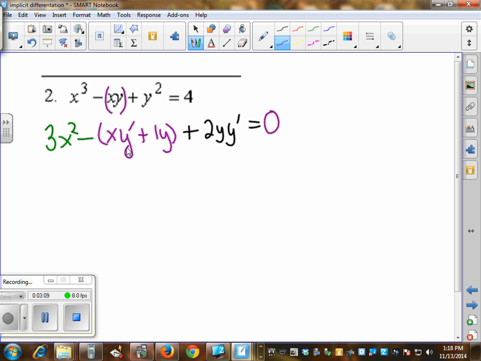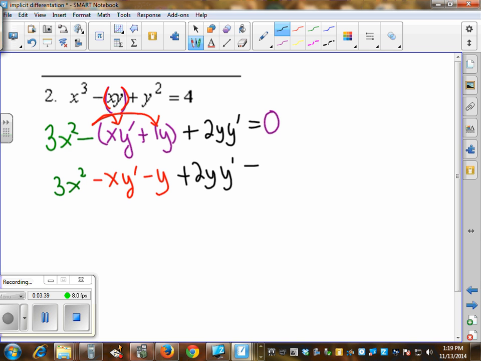Now what we need to do is some distributing and solve for y'. It stays the same. We have a minus, so we want to take the opposite. That's why we put these parentheses after that minus, to remind us that we're going to need to distribute that minus to everything. An opposite of a positive y is a negative y. And we are solving for y'.